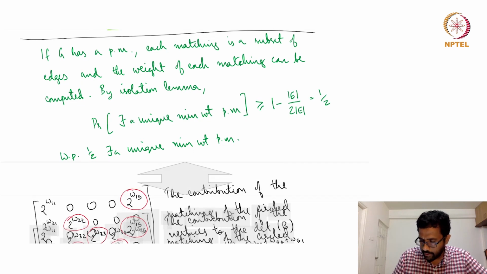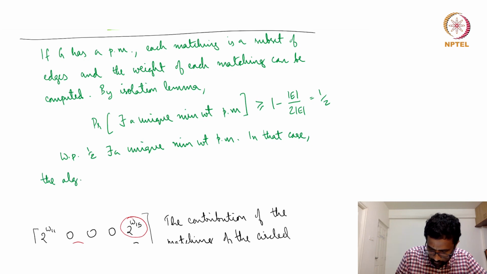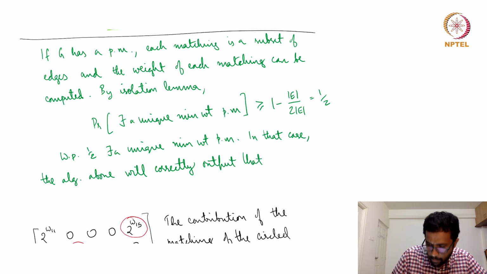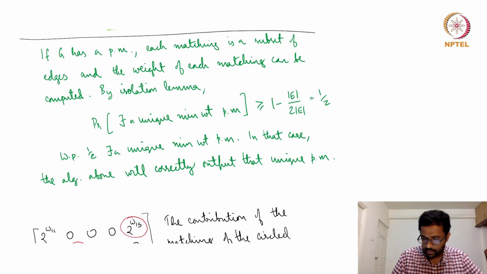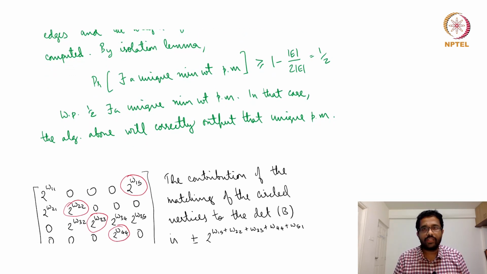And if there is such a min weight matching, in that case the algorithm above will correctly output that unique perfect matching. So what the algorithm will do, we'll see in the proof now. The algorithm will output this unique min weight perfect matching. So let's see how that happens.